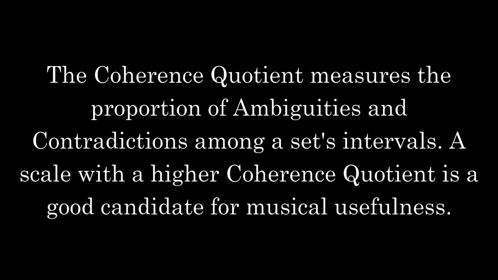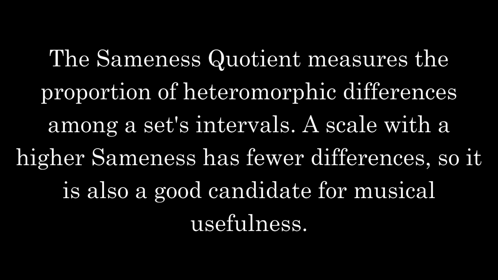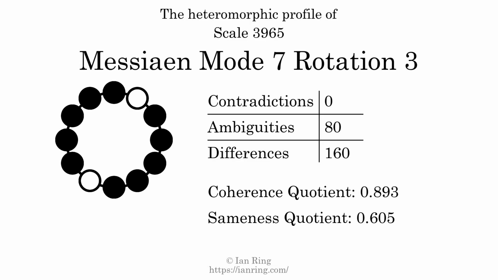The coherence quotient measures the proportion of ambiguities and contradictions among a set's intervals. A scale with a higher coherence quotient is a good candidate for musical usefulness. The coherence quotient is 0.893. The sameness quotient measures the proportion of heteromorphic differences among a set's intervals. A scale with a higher sameness has fewer differences, so it is also a good candidate for musical usefulness. The sameness quotient is 0.605.